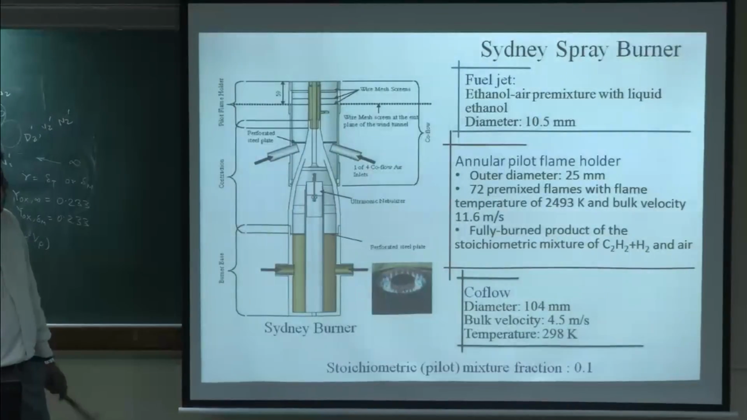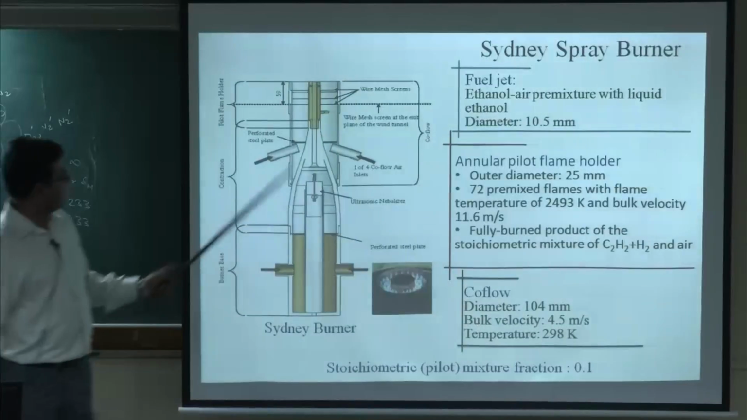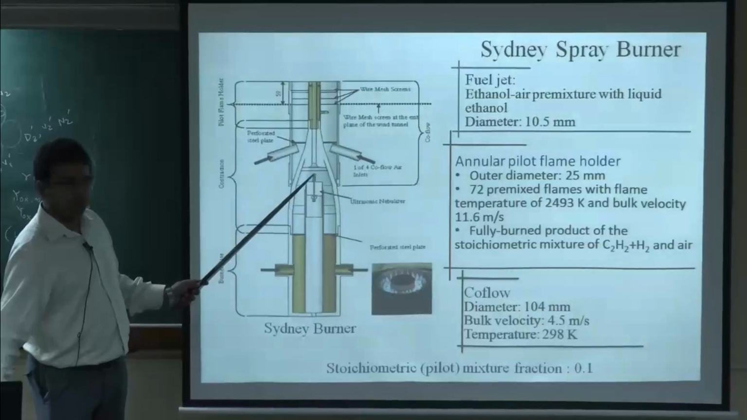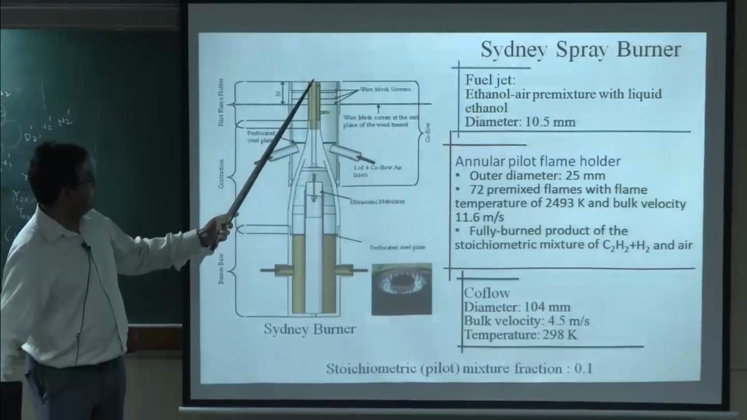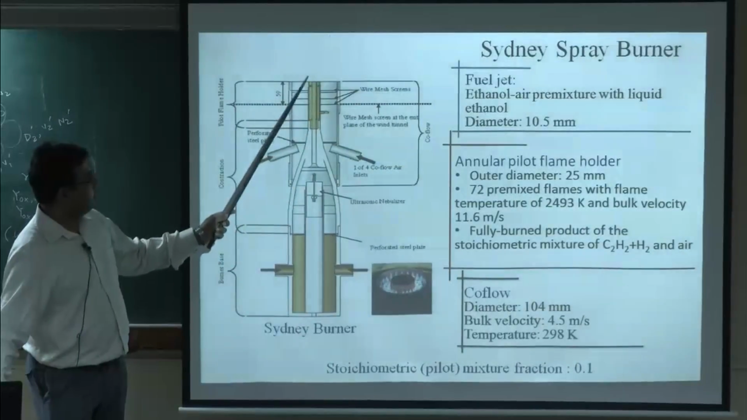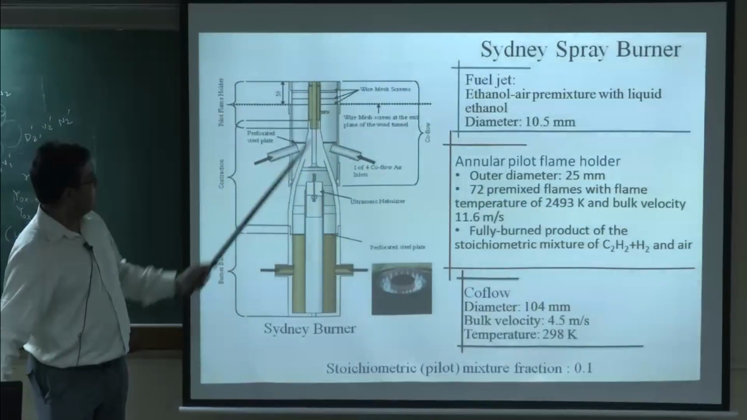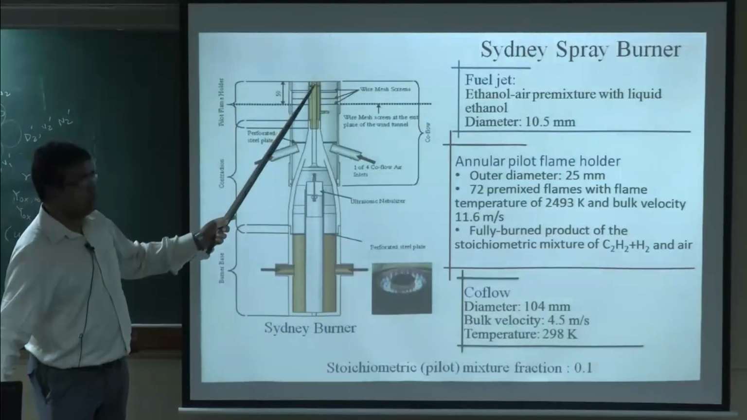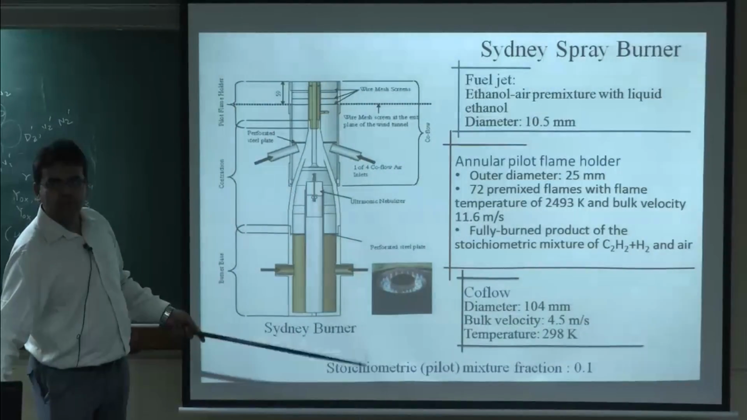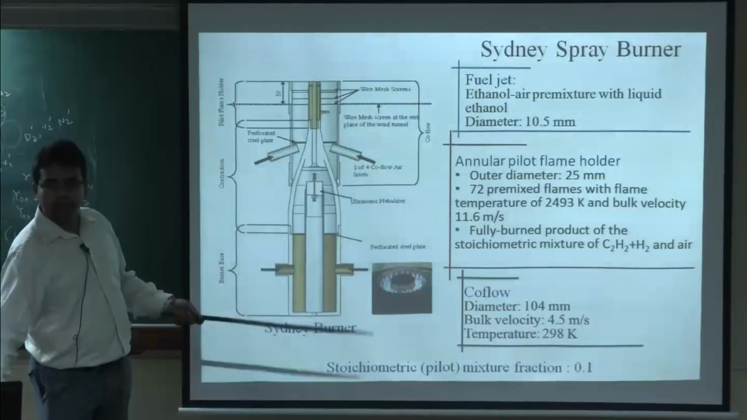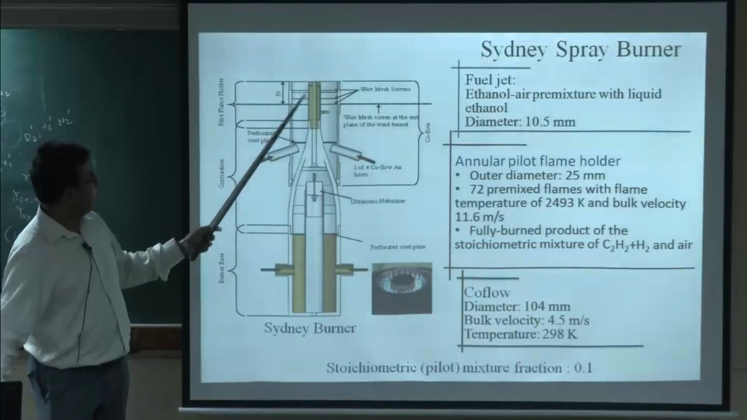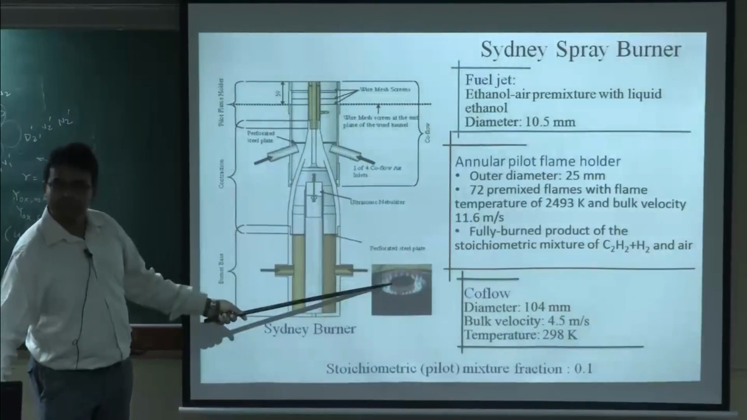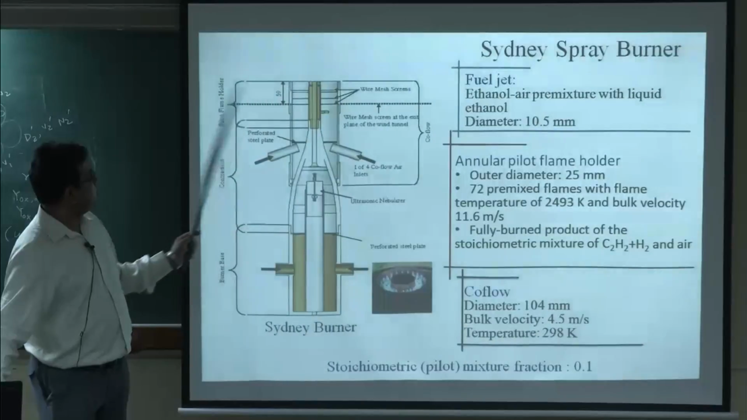Here I have taken the Sydney spray burner, which has a jet. You have an ultrasonic nebulizer which produces droplets, they are convected and they emerge out of this pipe. While traveling, they are evaporating. At the end of this pipe you get a mixture of liquid ethanol, vapor ethanol and air coming out, and that is surrounded by a pilot flame.